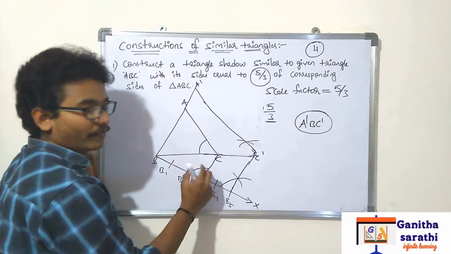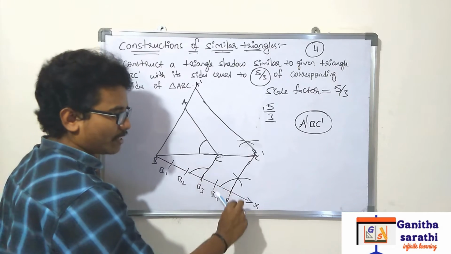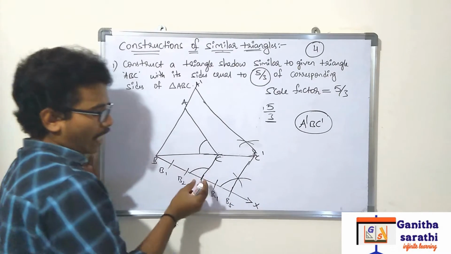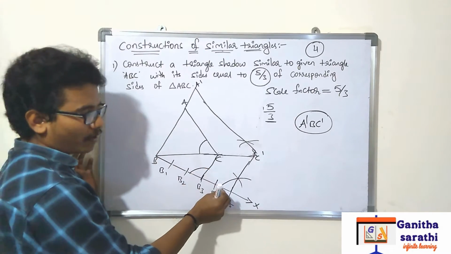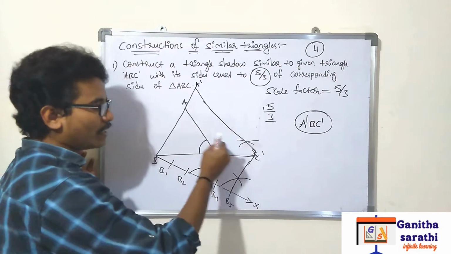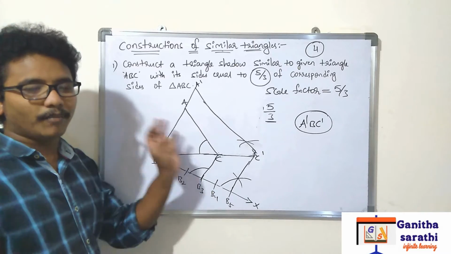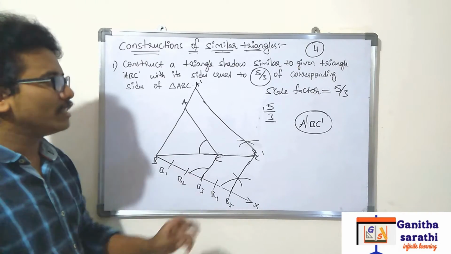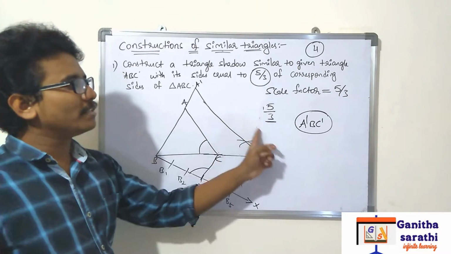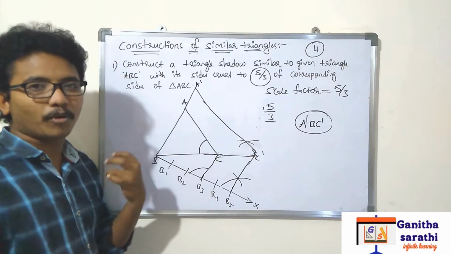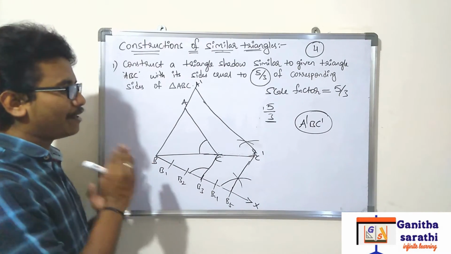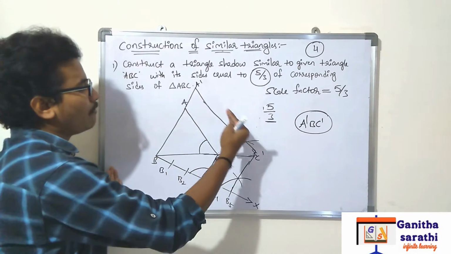Take some measurement with the compass and draw the same measurement at the 5th part and measure this one, and from the point of intersection draw an arc. The same process continues here also. This is the way to draw a similar triangle diagram. I have already told you before, 5 by 3 is what fraction? Improper fraction. If it is an improper fraction, then our similar triangle will be outside of our original triangle.